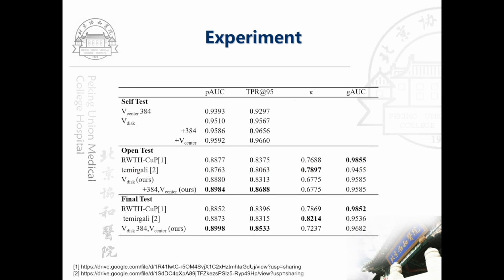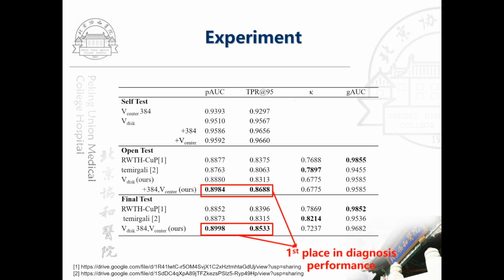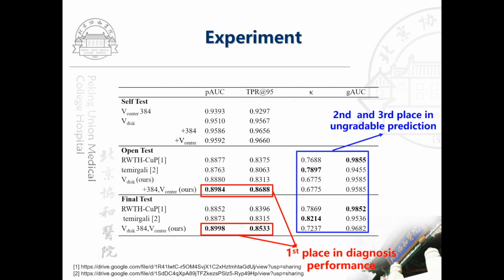Results show that we achieved the partial AUC of 0.8998 and the sensitivity of 0.8533 at 95% specificity, which outperformed other methods more than 1% on both AUC and sensitivity. As a result, we got first place in the diagnosis of glaucoma. For ungradable prediction, we also achieved second and third place. Finally, we got the first place by averaging ranks among 4 tasks.